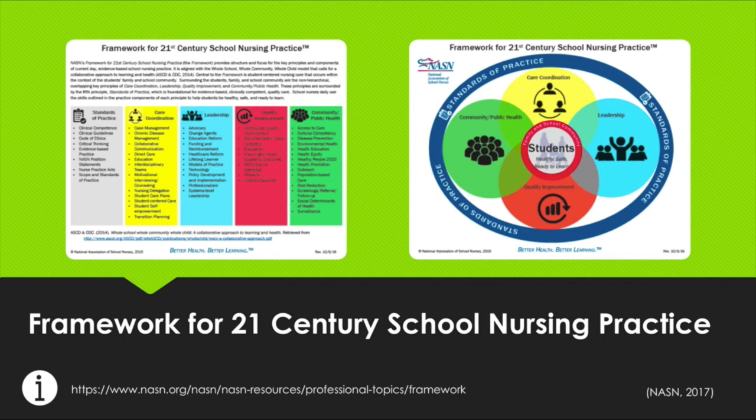So the National Association of School Nurses is agreeing with the CDC and the World Health Organization and taking a unified stance on what school nursing practice looks like. So this framework that has been developed is going through all of those elements. So we have the standards of practice here. What is care coordination? What is leadership? What is quality improvement? And what incorporates the community? And this model flows very nicely with the student at the center, care coordination, leadership, quality improvement, and community and public health. But we are always surrounded as nurses by our standards of practice that can never be let down.